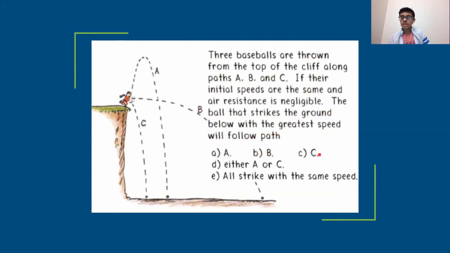Now, this problem might seem really obvious to you at first. If you were anything like me, you would probably say that it's A because it goes higher than the others, so it has more time to gather speed and hit the ground. But unfortunately, that's not the case here. The answer is that all of them hit the ground with the same speed.